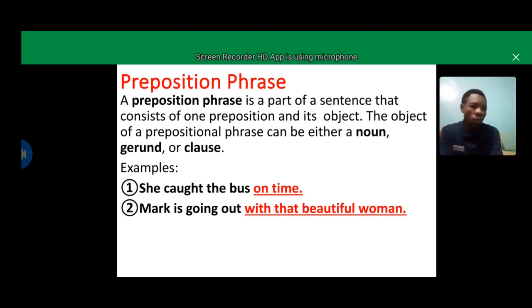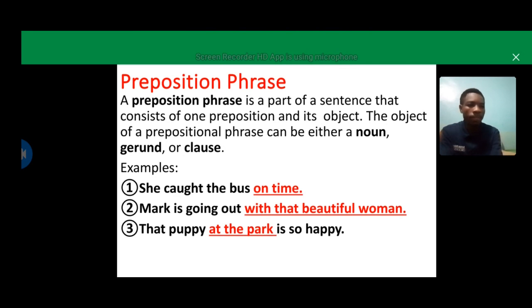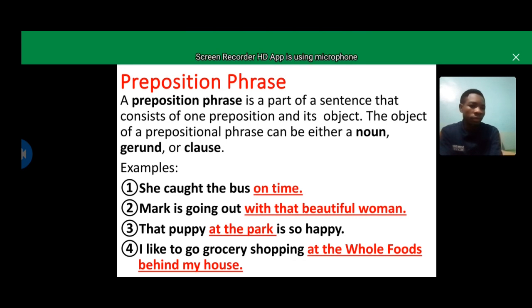Mark is going with that beautiful woman. So with that beautiful woman is a preposition phrase in this sentence. That puppy at the park is so happy. So at the park is a preposition phrase. I like to go grocery shopping at the Whole Foods behind my house. So at the Whole Foods behind my house is a preposition phrase in this sentence.